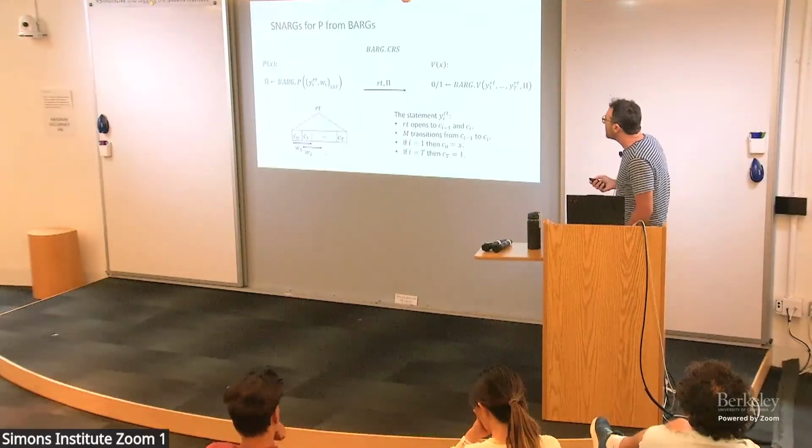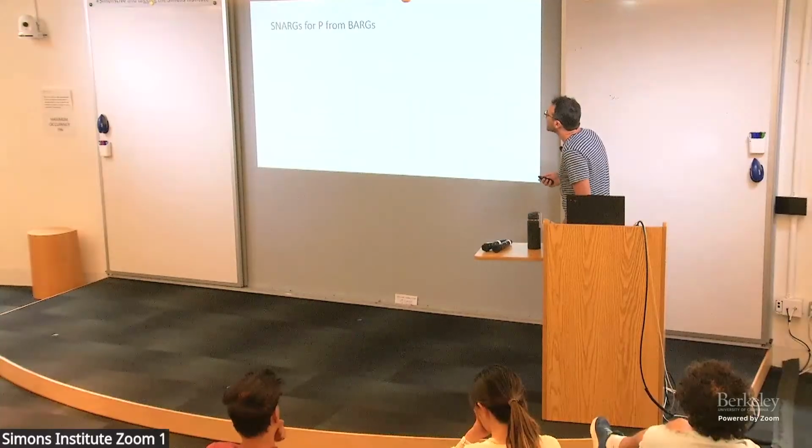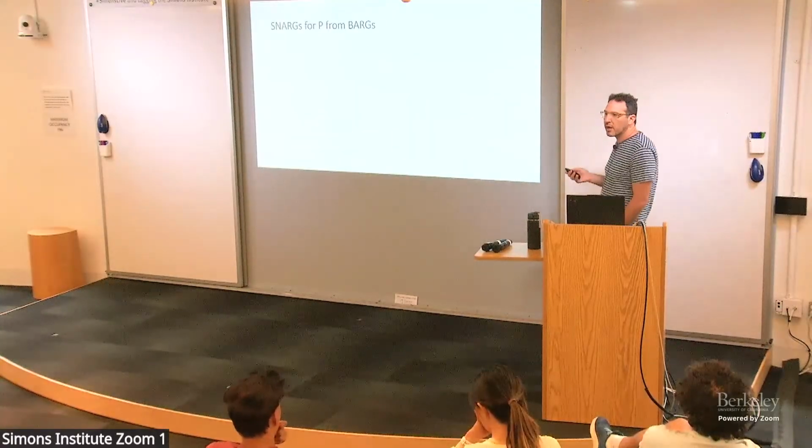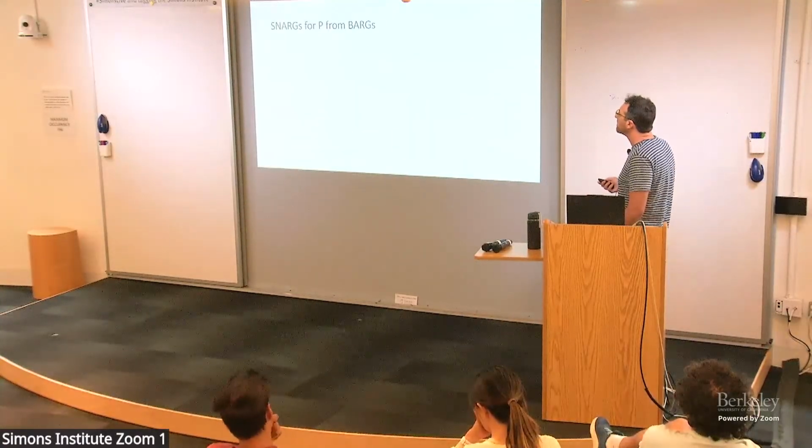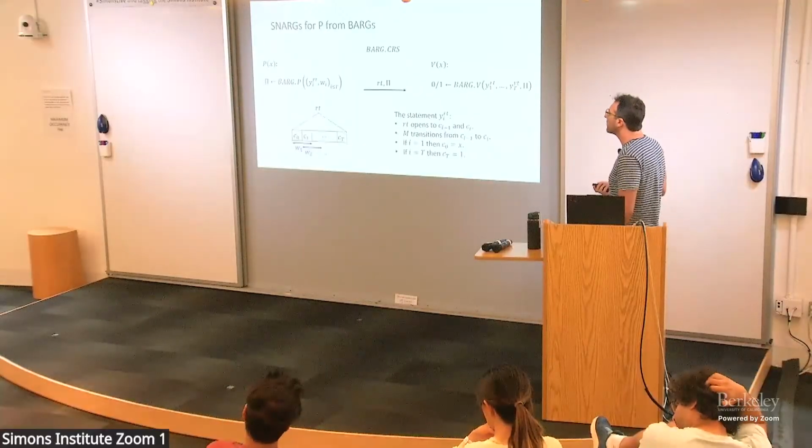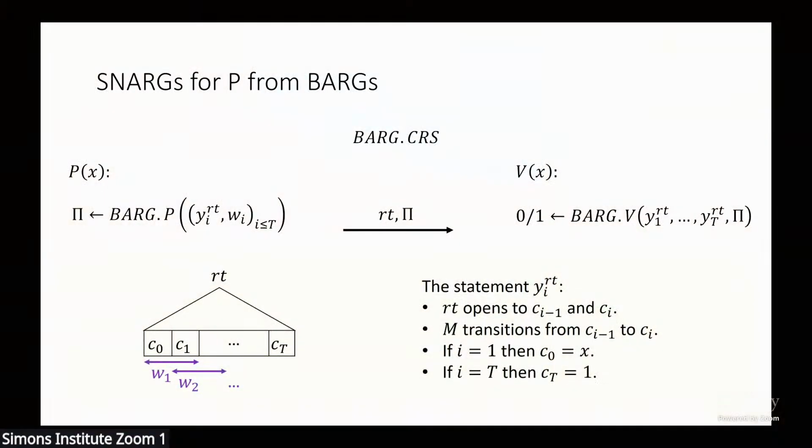So let me remind you of the protocol. This is going to be the notion that we're actually going to use. Now we have everything we need to analyze the security of our protocol. The prover computes all the configurations. It computes the hash tree. And then it sends the hash root together with the BARG for all these statements.